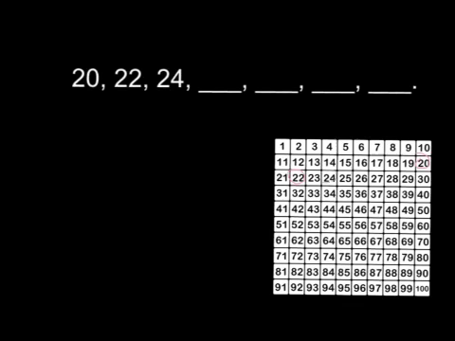then 24. Oh, I'm skipping a number each time. So let's keep going with that pattern then. So skip a number, I land on 26. Skip a number, I land on 28. Skip a number, I land on 30. And skip another number, and I land on 32.